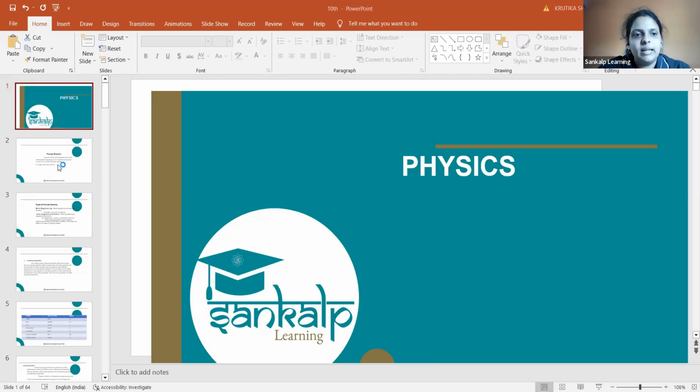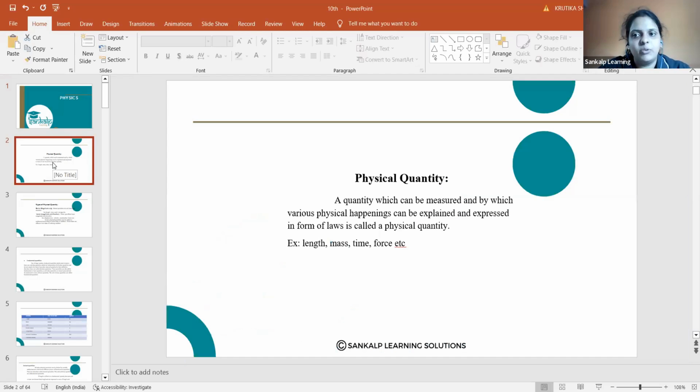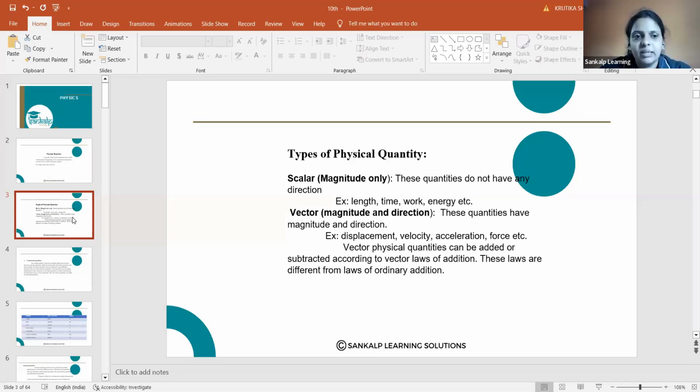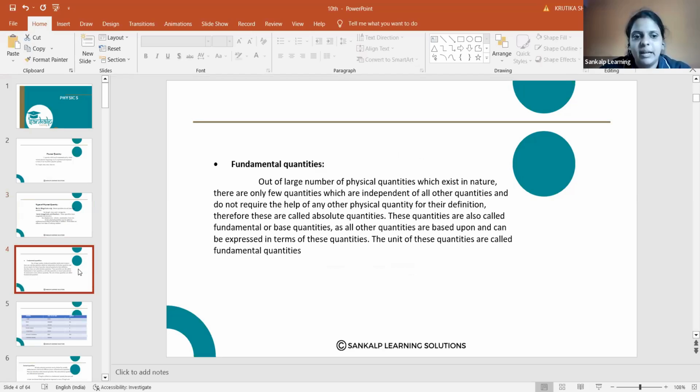In the last class, we discussed physical quantities. In physics, whatever quantities we use are all called physical quantities. Examples are length, mass, time, force, work done, pressure, everything. We have also discussed the types of physical quantities: scalars and vector quantities. Then we discussed the fundamental quantities.